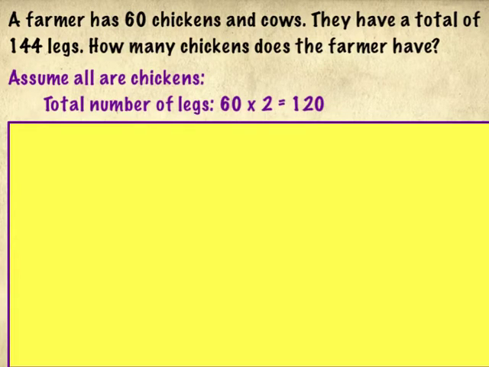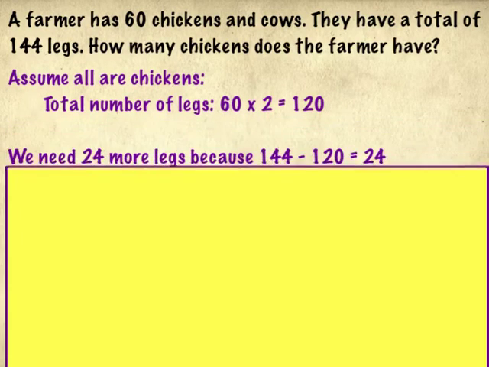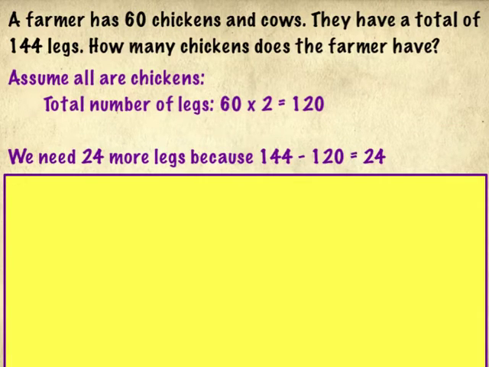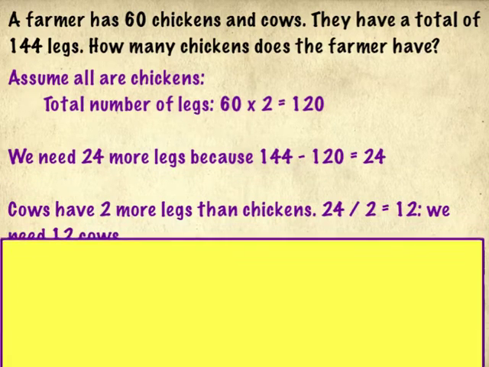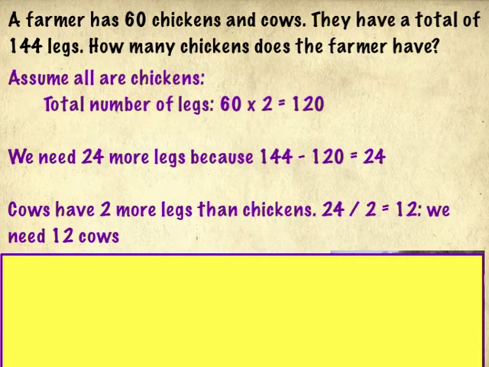Let's assume that they're all chickens. If they were all chickens, he would have 60 chickens times 2 legs, 120 legs. Now that's not right, obviously. We need 144, so we need 24 more legs. 144 take away 120, which is what I would have if they were all chickens, gives me 24. I'm short 24 legs. How can I get 24 more legs? Well, cows have more legs than chickens. They have 2 more legs than chickens.